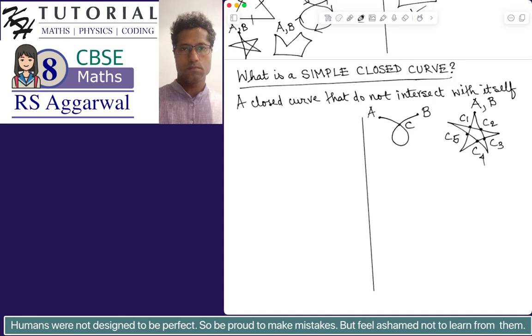Let me see to draw. Okay, so this is also a curve that intersects with itself. So even though the starting point and the ending point are the same, this was the starting and ending point, but the curve intersects with itself at this point C.